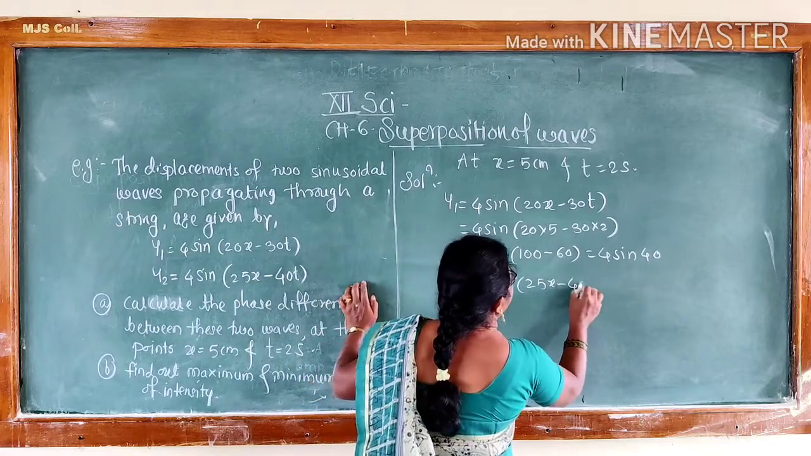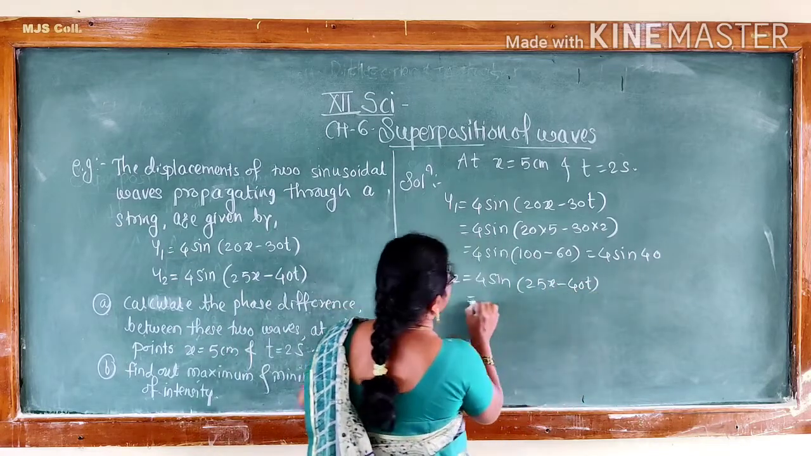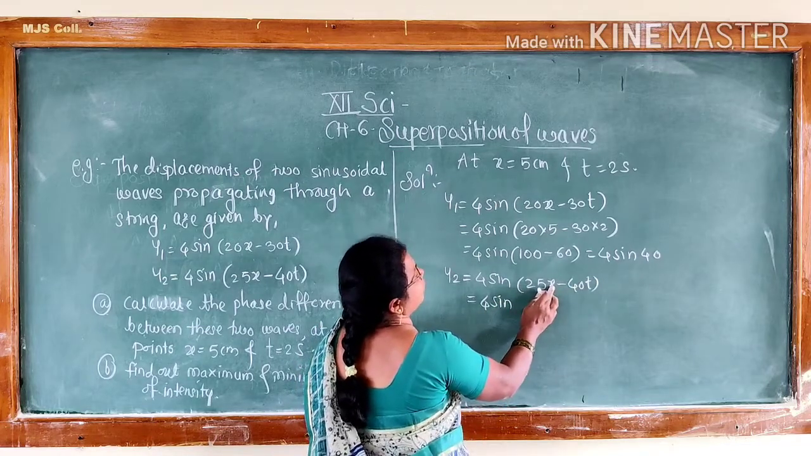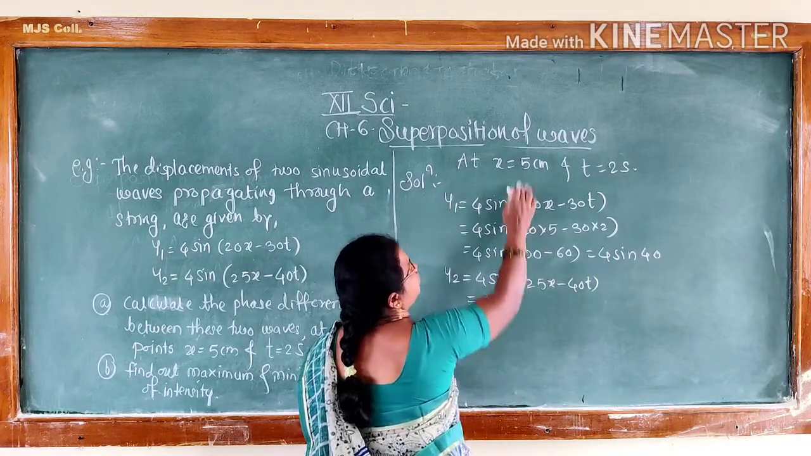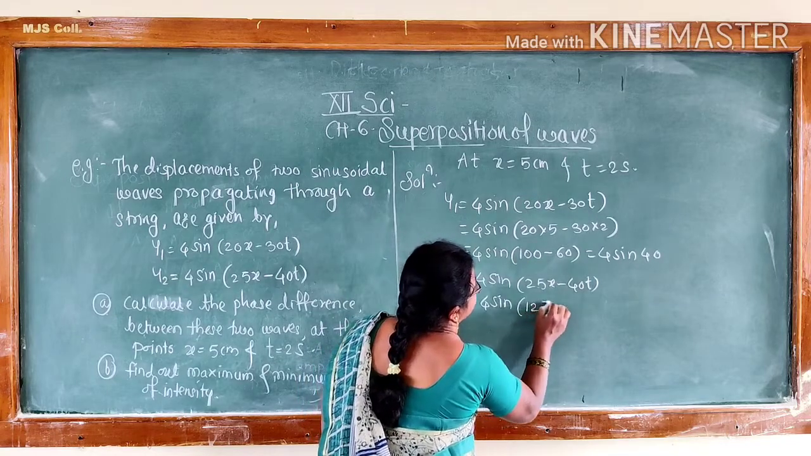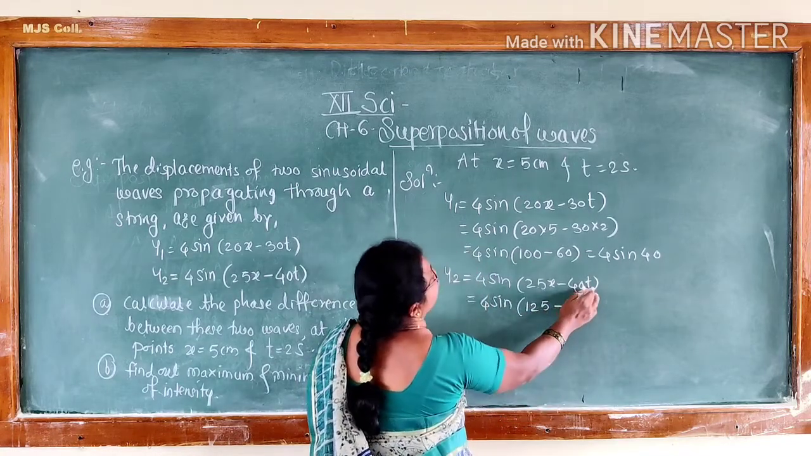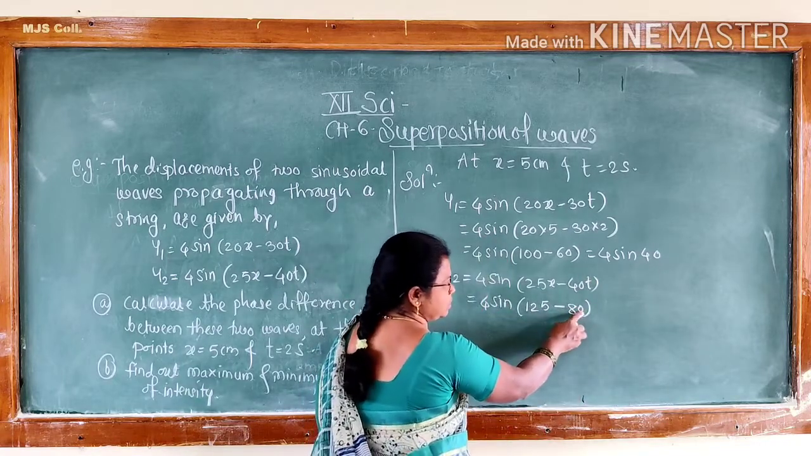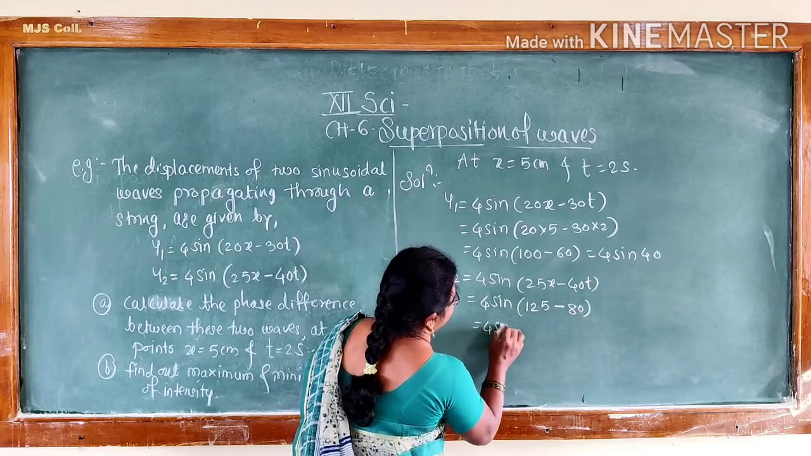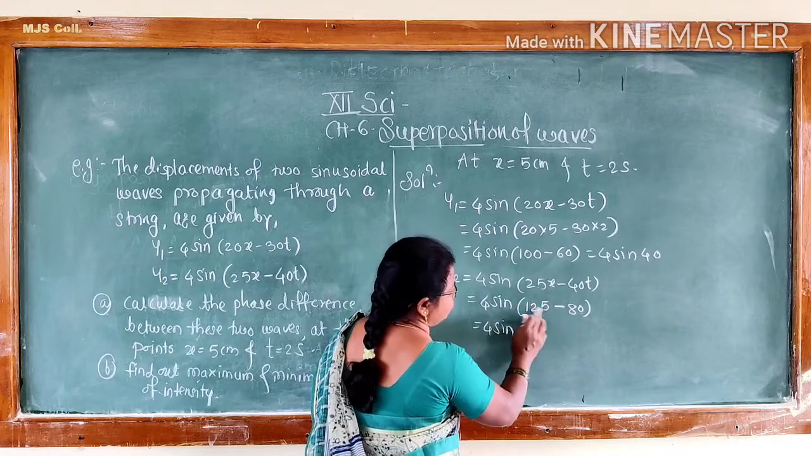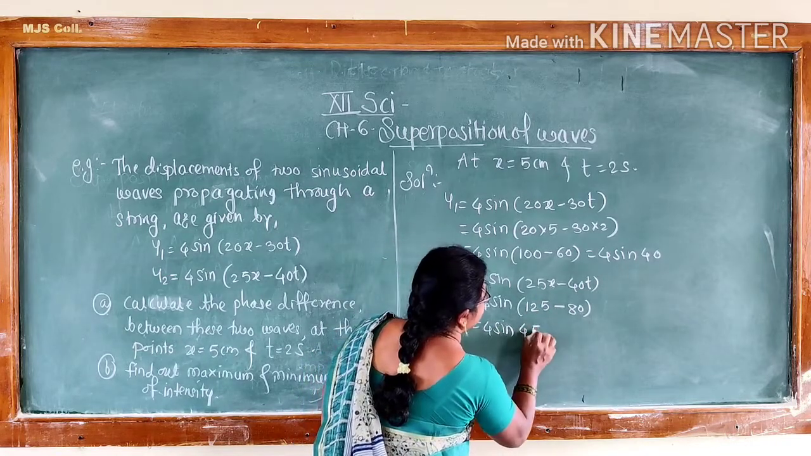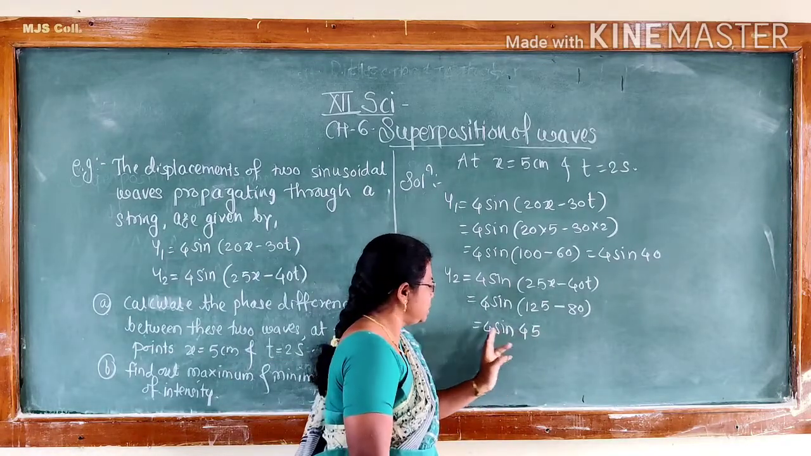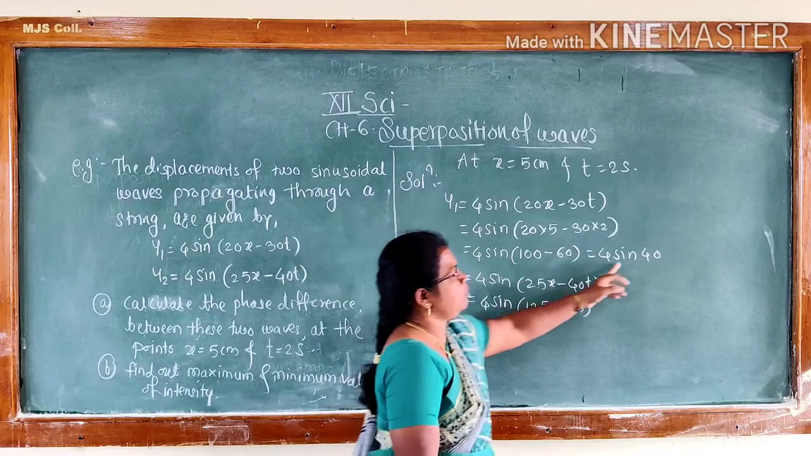Another one, y2, is equal to 4 sine of 25x minus 40t, which is equal to 4 sine of, substituting values of x and t, x value 5, so 25 fives are 125 minus 40 times 2, 80. So this is equal to 4 sine of 125 minus 80, that is 45. That is sine of 45 and sine of 40.